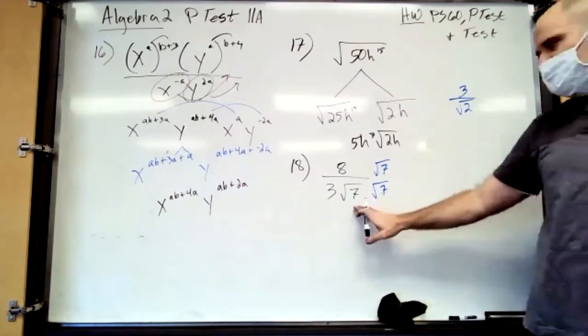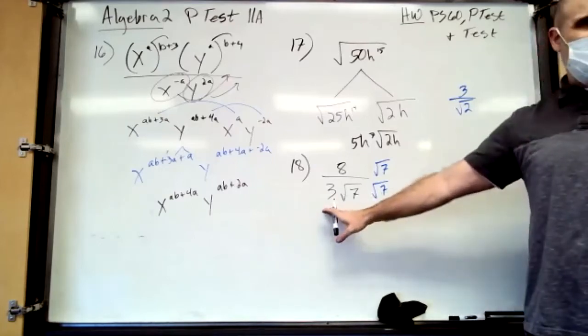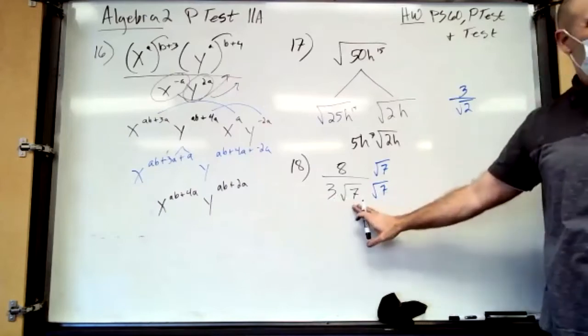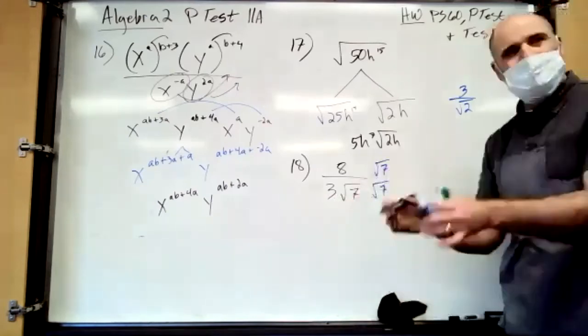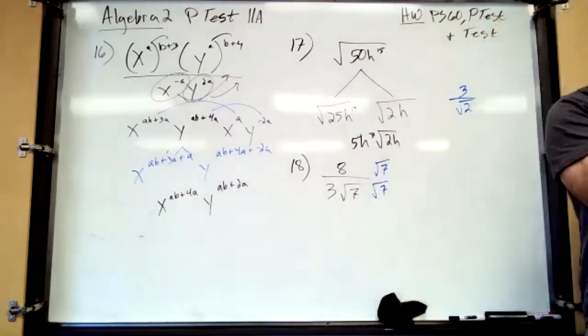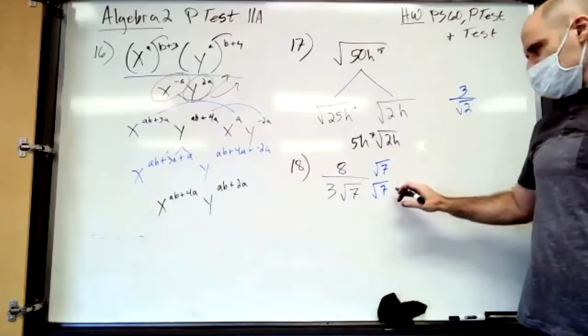Okay, so if we're just wanting to get, we don't care about the 3. The 3 is okay down there. But we just want to get rid of the radical 7. To get rid of a square root, you square it. So squaring radical 7 means multiplying it by radical 7. Okay, whatever you do to the bottom, do to the top.